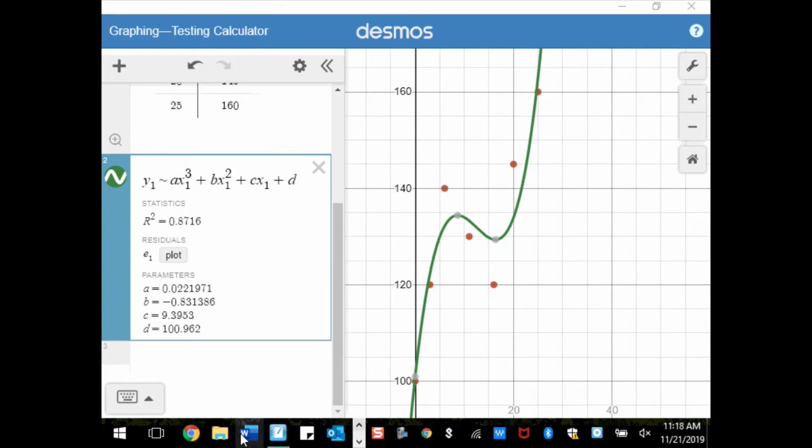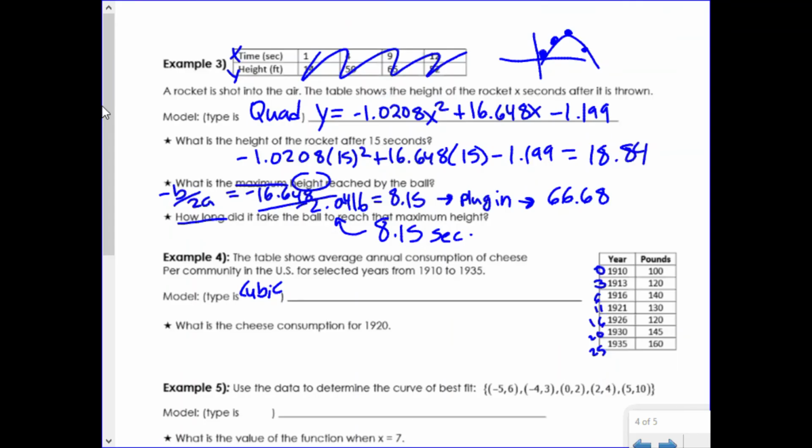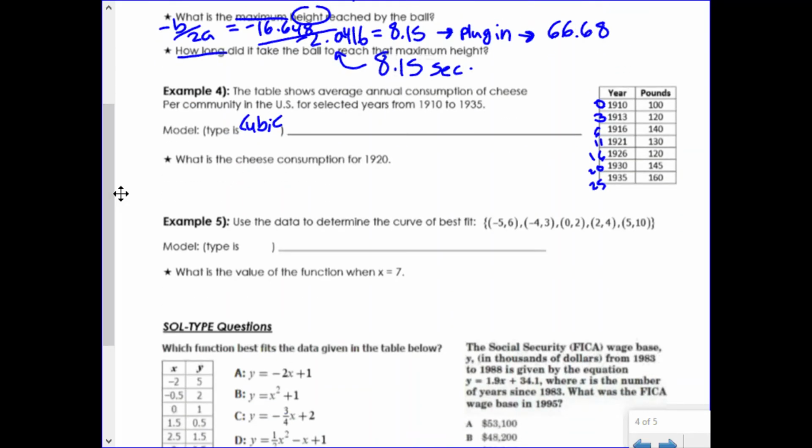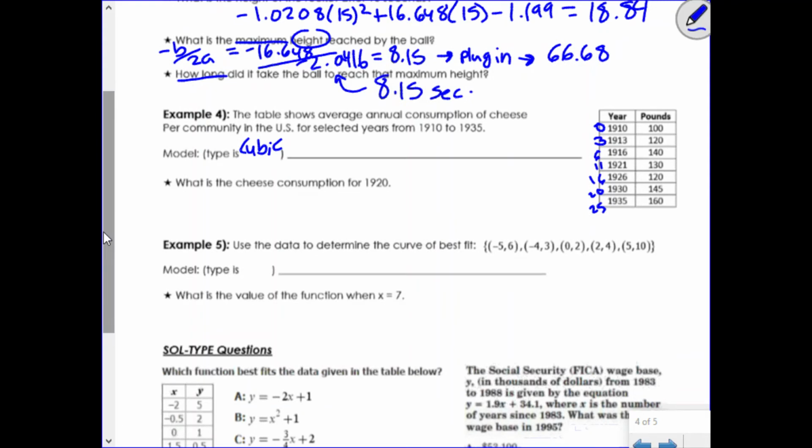Okay, so in our notes, write down the function. The numbers from your calculator have y equals 0.0222x to the third power. Remember that first decimal being a 0 doesn't count towards the 3 that you need, minus 0.831x squared plus 9.395x, and I ran out of space, plus 100.962. So this is our cubic function with the A, B, C, and D plugged in.